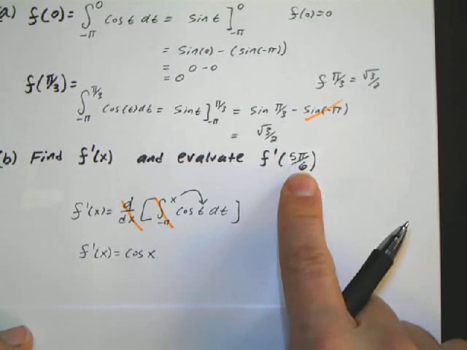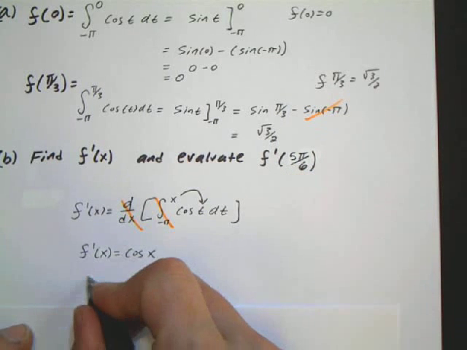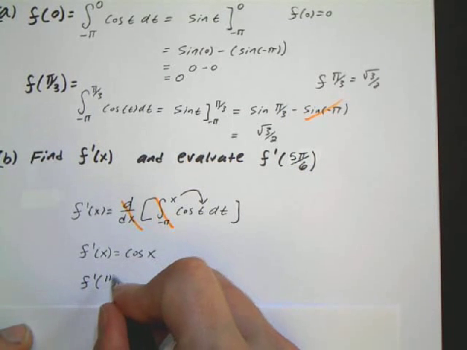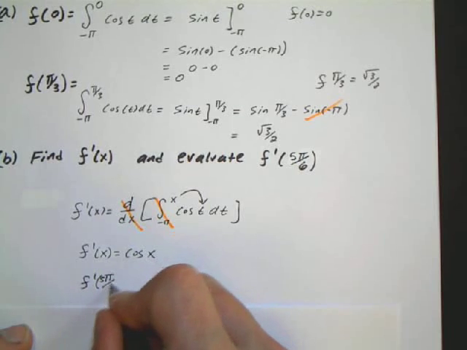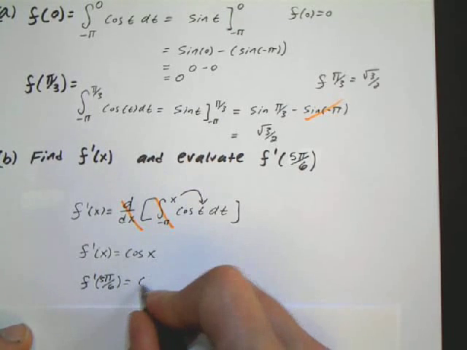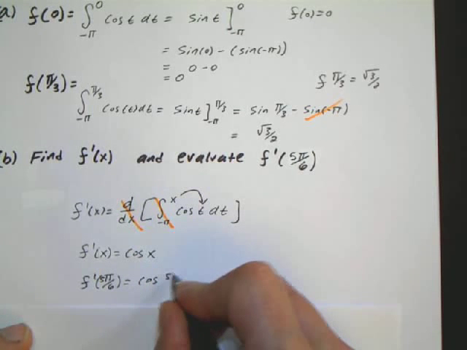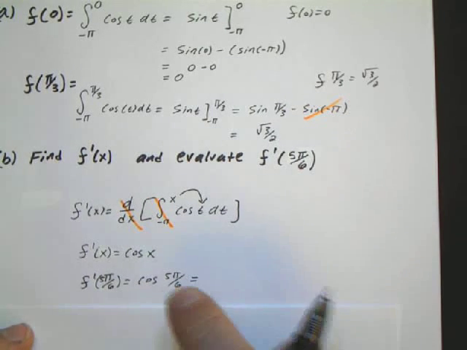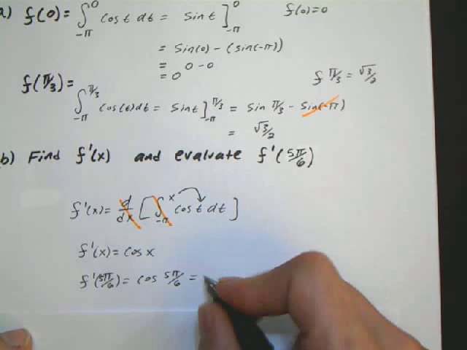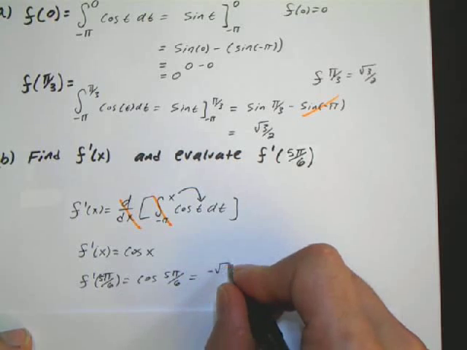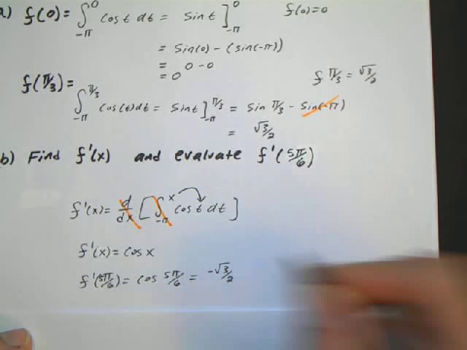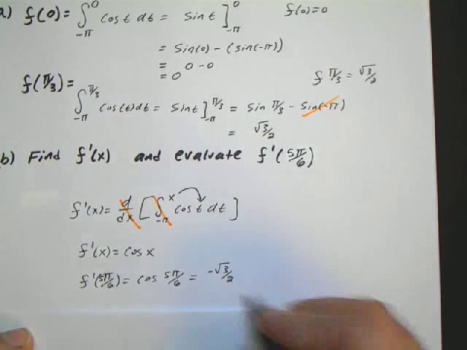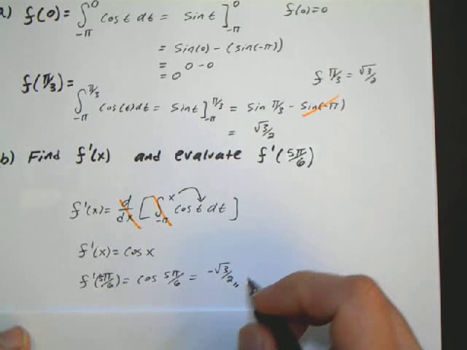Now what I can do if I want to evaluate f prime at 5 pi over 6 is just plug in 5 pi over 6 into this, so it's going to be cosine of 5 pi over 6. On the unit circle, cosine of 5 pi over 6 is going to be negative square root of 3 over 2, and that's my answer.